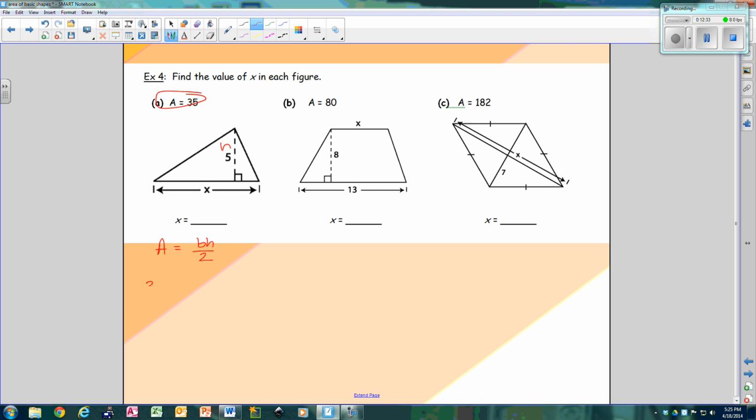My area is 35, so I'm going to put it where A is. My base is x times my height, which is 5, and then I divide by 2. Well, the opposite of dividing by 2 is to multiply by 2. So if I multiply by 2, it cancels out, but I have to do it over here too. So I get 70 is equal to x times 5. So if I divide by 5, and then I divide this side by 5, I get that x is 14. So that means my base is 14.